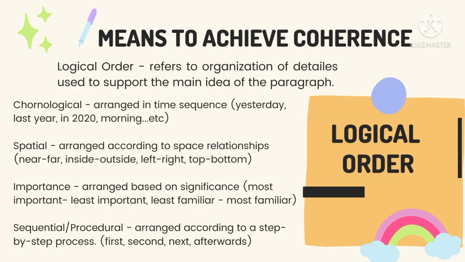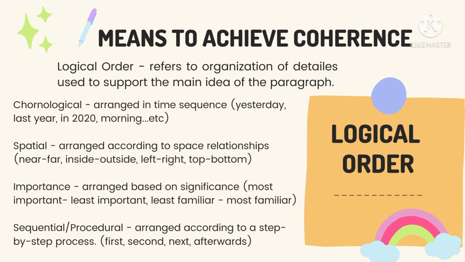And last but not the least, for us to achieve coherence in a paragraph, we have logical order. Logical order refers to organization of details used to support the main idea of the paragraph. Organization means it's how you put your ideas together. You can organize the details of your paragraph by using chronological, spatial, importance, sequential, or procedural.